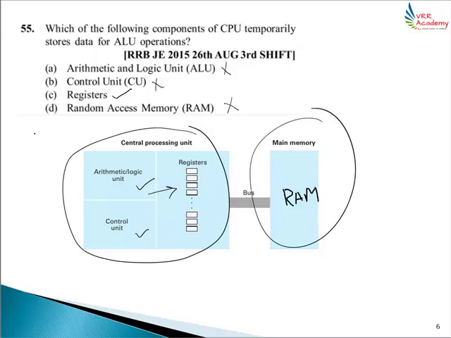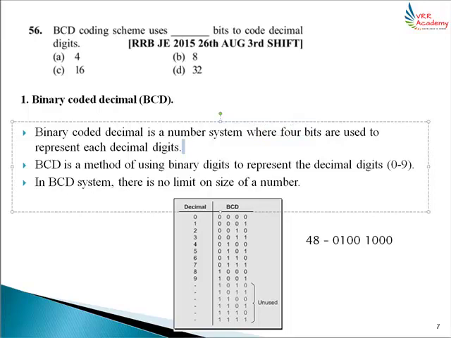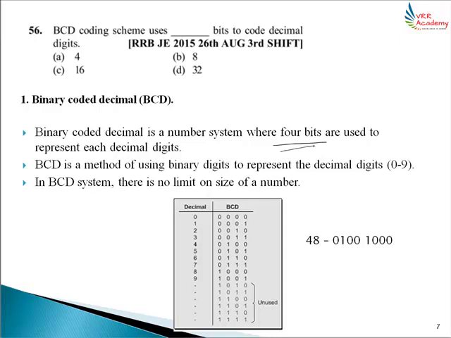Now let me go to the next one. Question number 56. BCD coding scheme uses dash bits to code the decimal digits. We already discussed this in the previous videos. BCD, binary coded decimal, is going to use only 4 bits to code the decimal digits. So the answer for question 56 is A. It is going to use only the 4 bits.